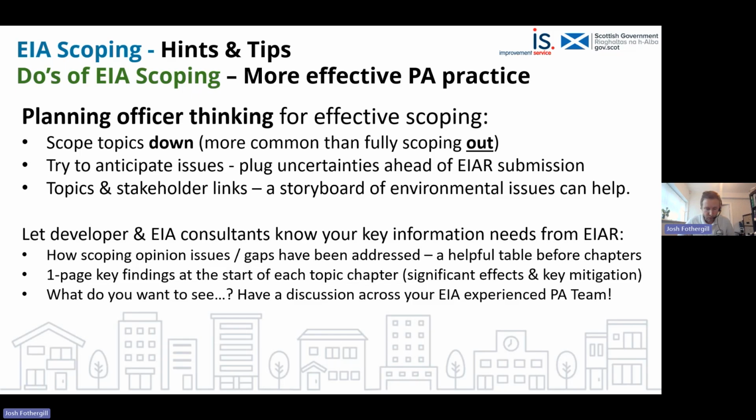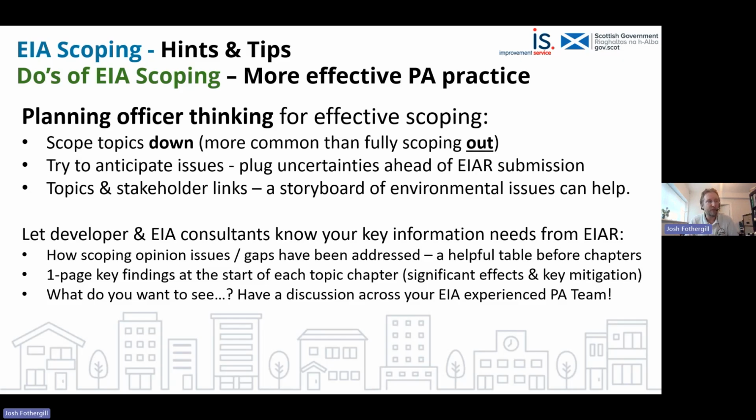This is an important area that I think isn't done enough by a lot of planning authorities. How do you want scoping issues or gaps that you've highlighted in your scoping opinion to be addressed in the EIA report? You can say, we'd like a table before the topic chapters that clearly indicates where the issues we've raised and the statutory consultees raised have been addressed, where they haven't been addressed, and where we can find them in this document. Good practice consultants will already do that, but you can ask for that.